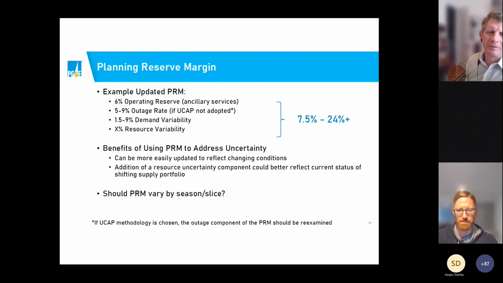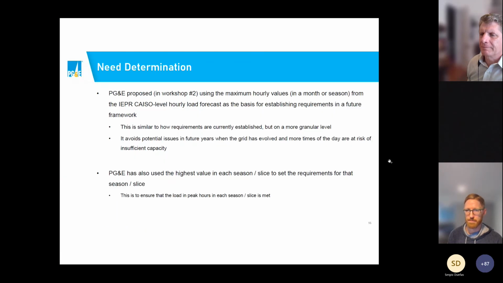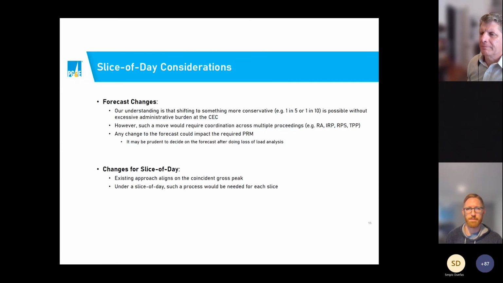This is Christian Lambert with Cal Advocate, and I'd like to just offer a comment on slide 15, where there's a bullet that says it may be prudent to decide on the forecast after doing loss of load analysis.